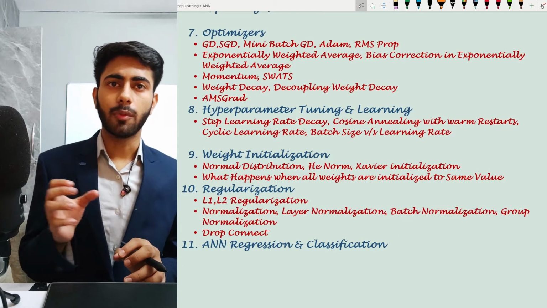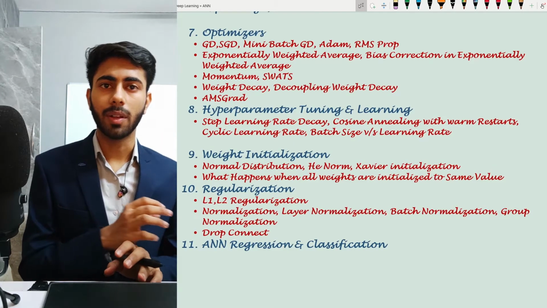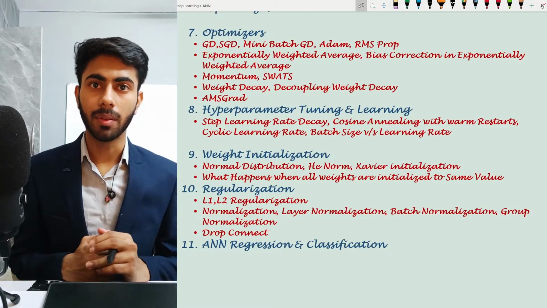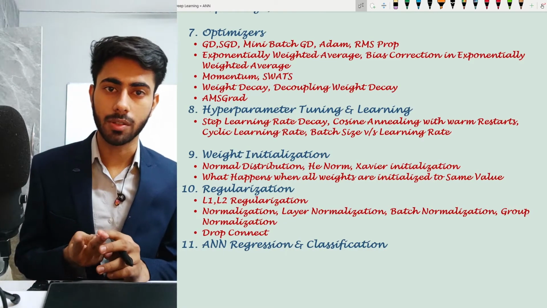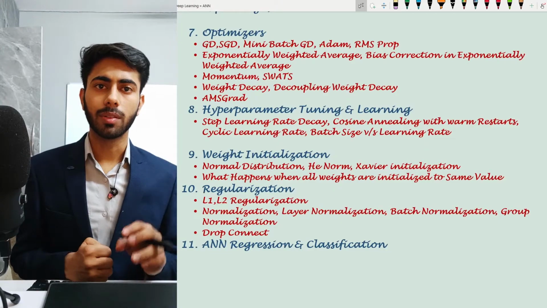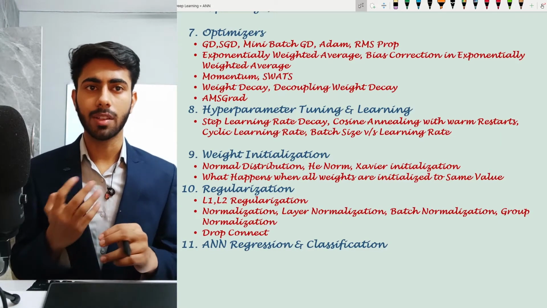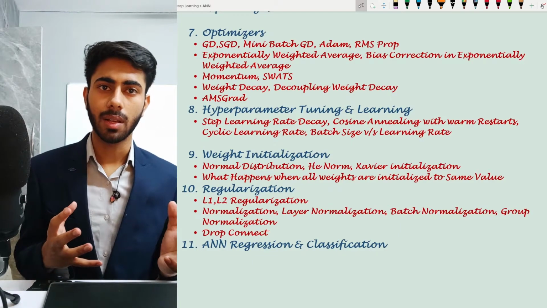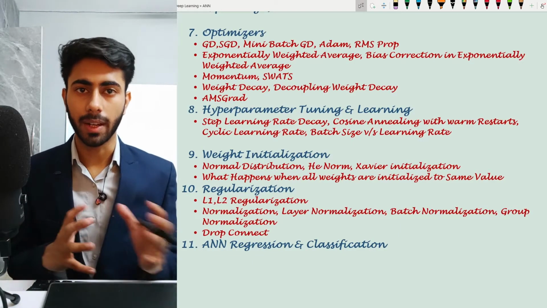So once weight initialization techniques are covered, we will be dealing with regularization techniques. In regularization techniques, we will be covering L1 and L2 regularization. And once L1 and L2 is complete, we will cover normalization techniques: layer normalization, batch normalization, group normalization. And at last, we will cover DropConnect.